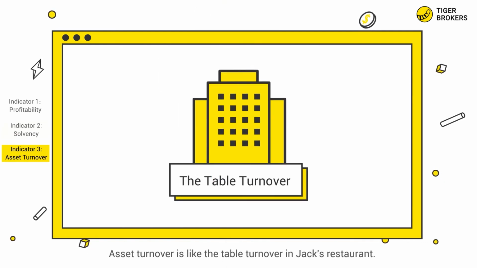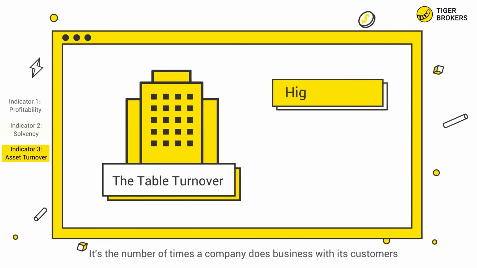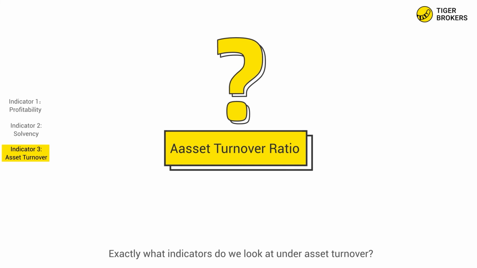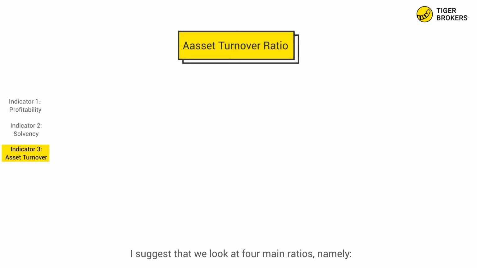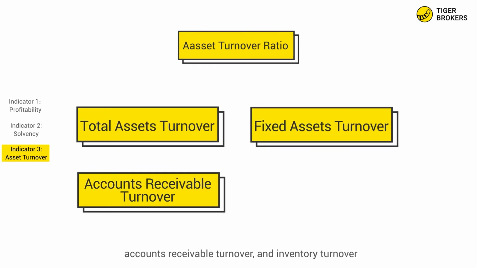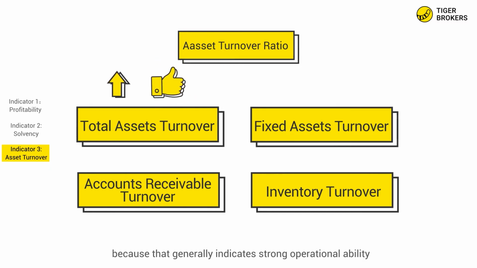Asset turnover is like the table turnover in Jack's restaurant. It's the number of times a company does business with its customers. High turnover usually indicates higher profit, and so is always considered a good sign. Exactly what indicators do we look at under asset turnover? I suggest that we look at 4 main ratios, namely total assets turnover, fixed assets turnover, accounts receivable turnover, and inventory turnover. With turnover ratios, it's the higher the better, because that generally indicates strong operational ability.